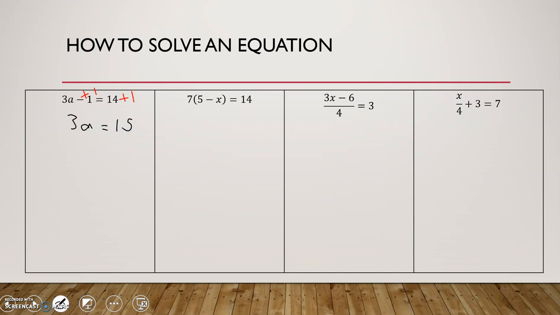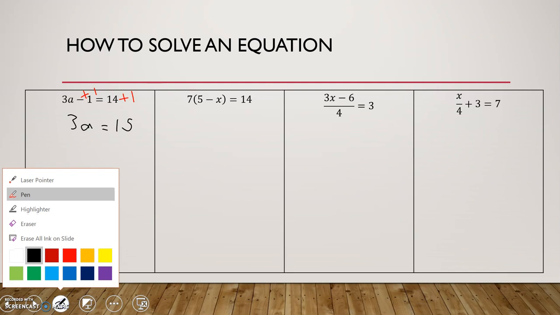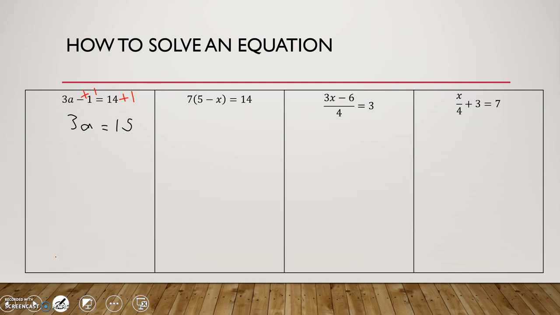Now, if I've got 3 written next to a, the operation that is in between there is a multiplication. So that is the same as saying 3 times a equals 15. So in order to move 3 to the other side, I need to do the opposite operation. So the opposite operation of times is divide. So I need to divide by 3 on both sides. So if I have 3a divided by 3 and 15 divided by 3, I now have a equals 5.